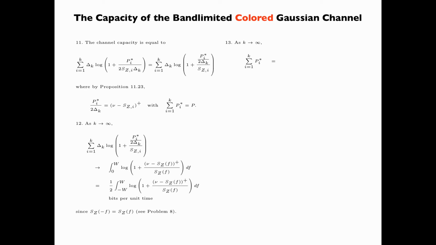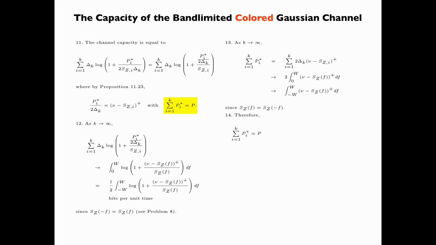On the other hand, as k tends to infinity, the summation of Pi* is equal to the summation of 2Δk times the positive part of ν - S_Z,i. And this summation tends to 2 times the integral from 0 to W of the positive part of (ν - S_Z(f)) df. Again, this can be written as the integral from -W to W of the positive part of (ν - S_Z(f)) df, because the power spectral density is symmetrical about f equals 0.